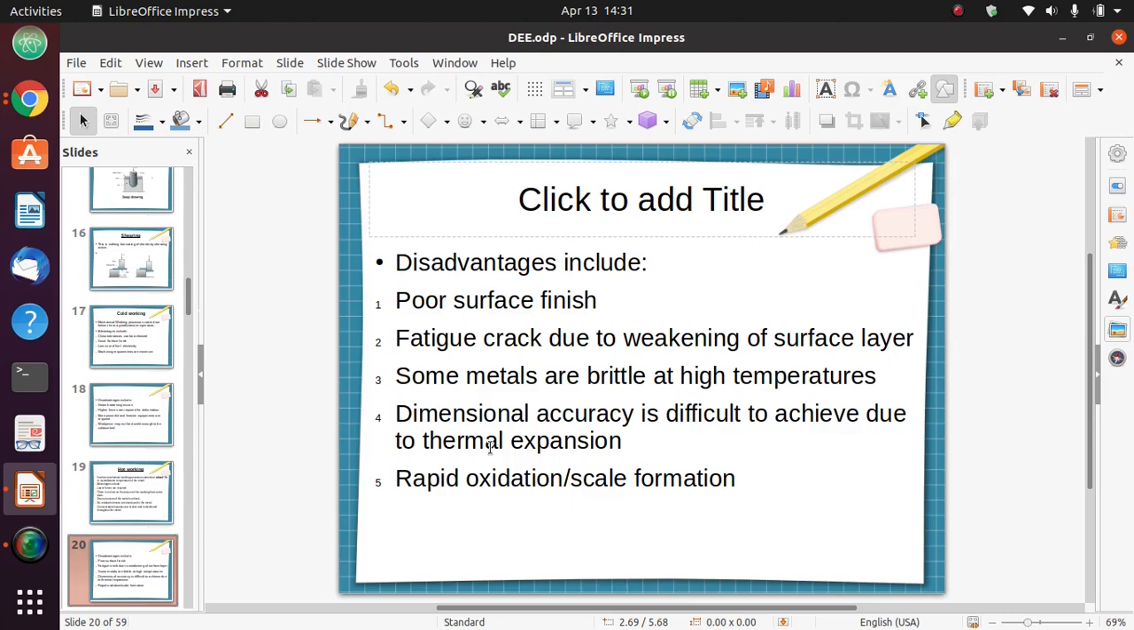Rapid oxidation or scale formation. Yeah? When you heat a metal, that surface will react with the surrounding. If it is air, it will react with oxygen to form a scale. When you heat a metal, you expose it to the elements. So you might find scale being formed, rust being formed.